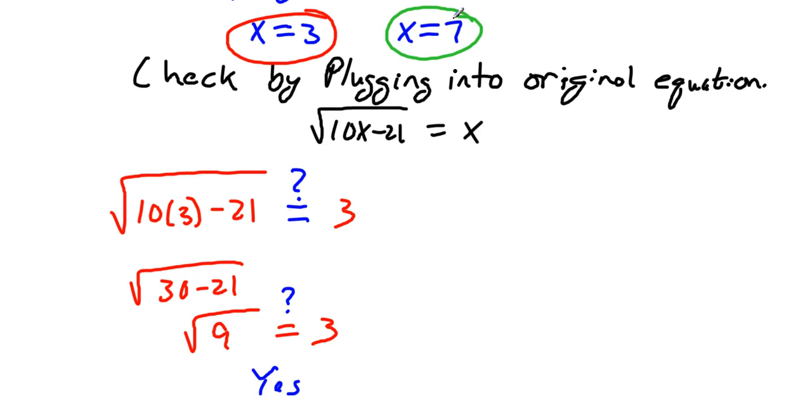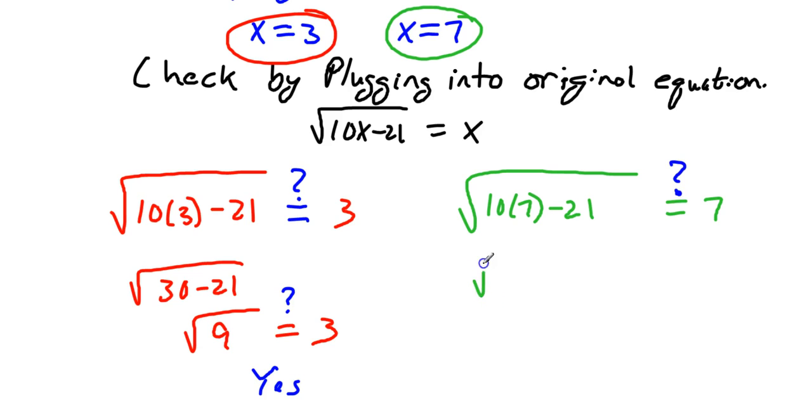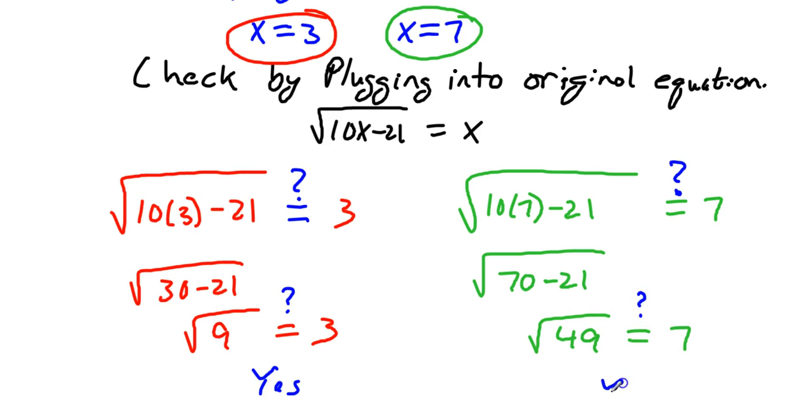All right, we're going to do the same thing with 7 in this equation. So now it's the square root of 10 times 7 minus 21. Again, the question is, does it equal 7? That's 70 minus 21, which is 49. Does the square root of 49 equal 7? It does. So if both answers work, both answers are good.